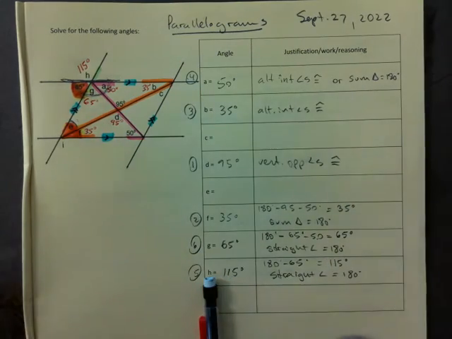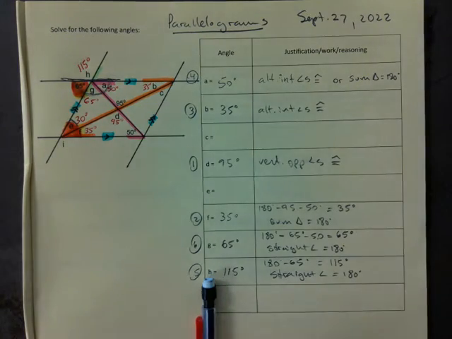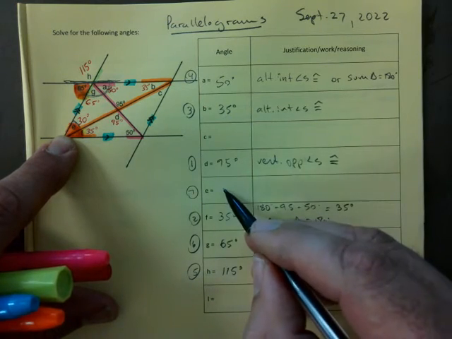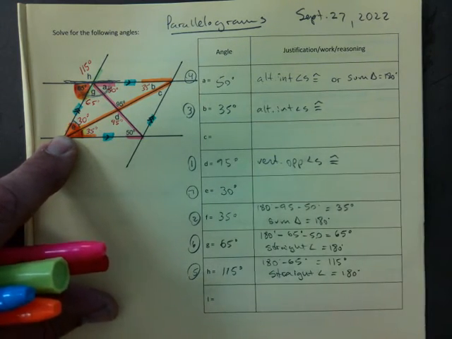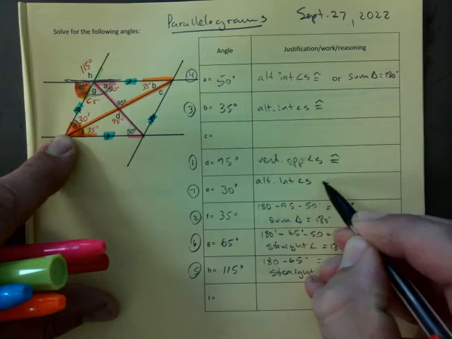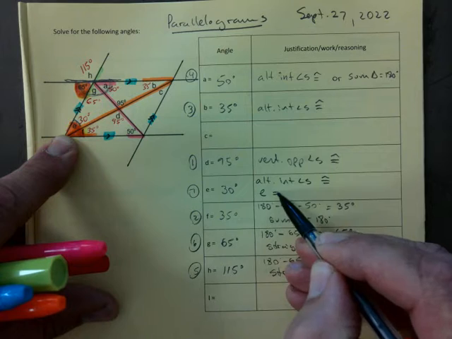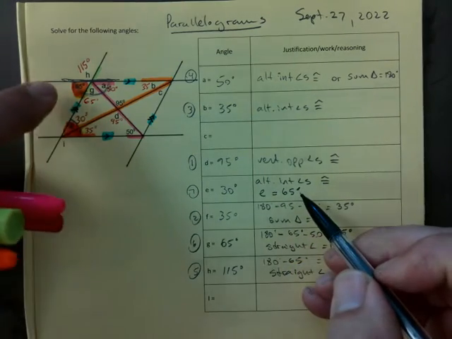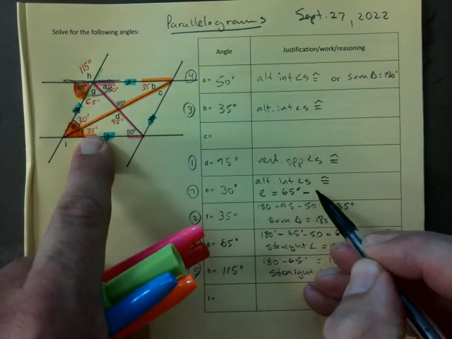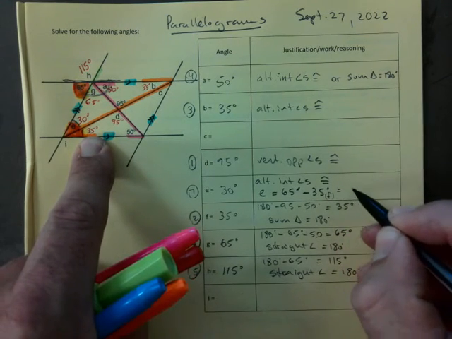So why don't we write that in? Because we know that already. Okay. And how did I find that though? So that's my 7th angle. And I'll just write down 30, and now we'll worry about the explanation. Alternate interior angles are congruent. So I will say that E is equal to 65, right? That's 65 up there, minus the 35 that I have here. That's angle F, by the way. Okay, and so I'm left with 30.